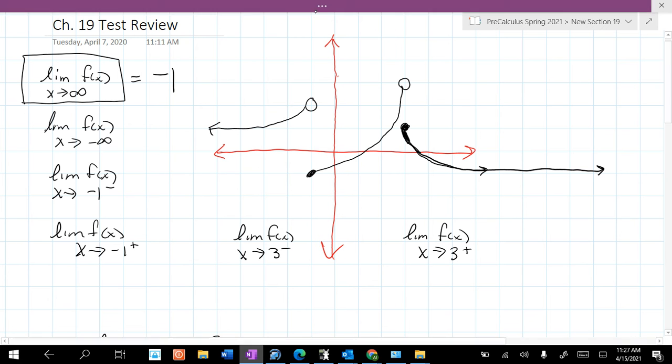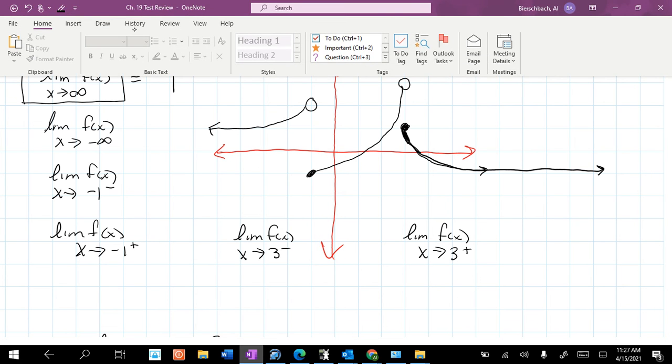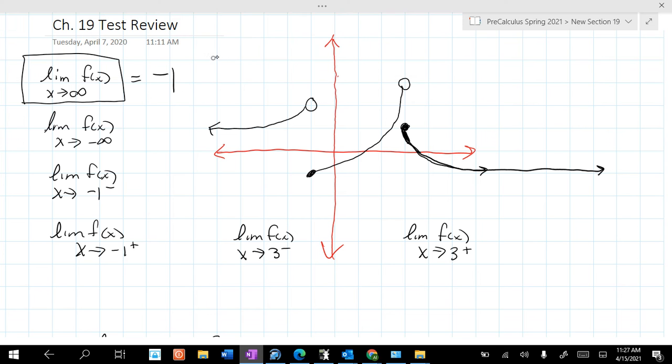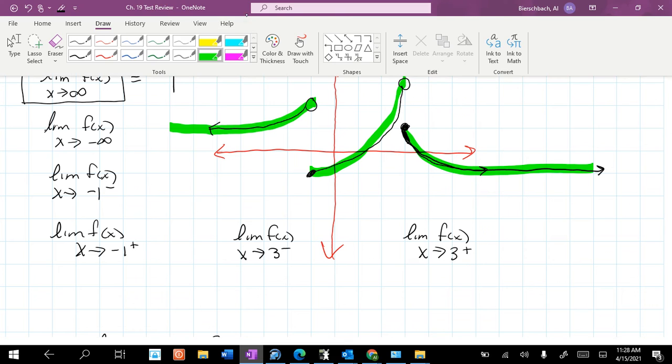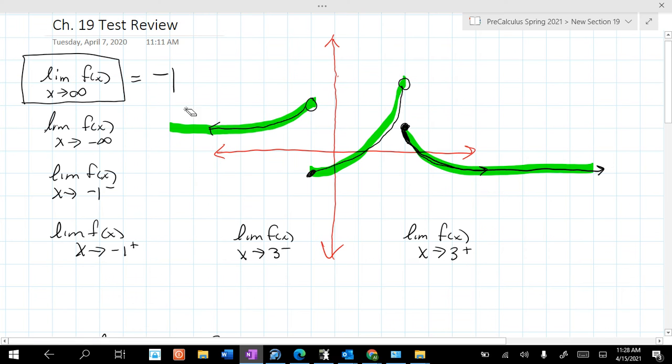So this one, if they ask anything about going from negative infinity all the way up to negative 1, we're talking about that line. Anything in between negative 1 and 3, we're talking about that line, basically. Anything from 3 to infinity, we're talking about that line, basically. From infinity to 2? Or wait, 3 to infinity.